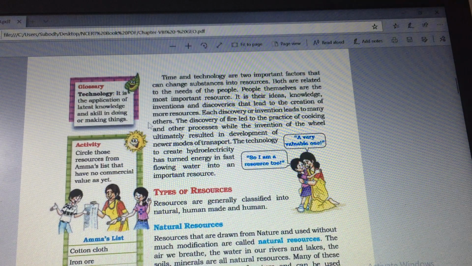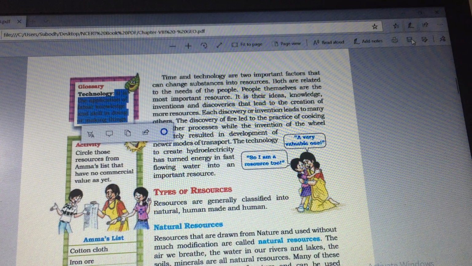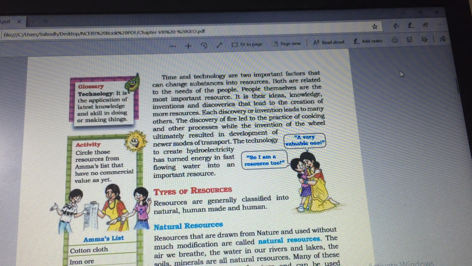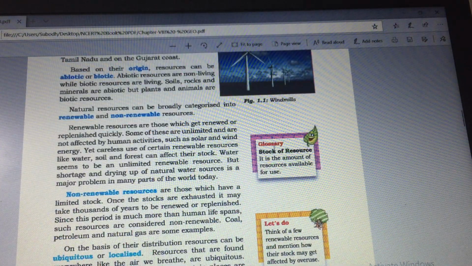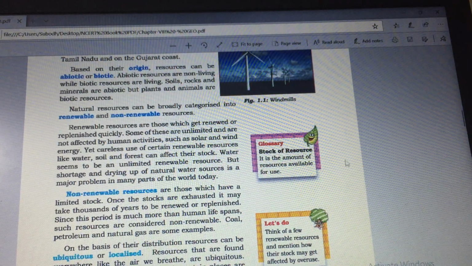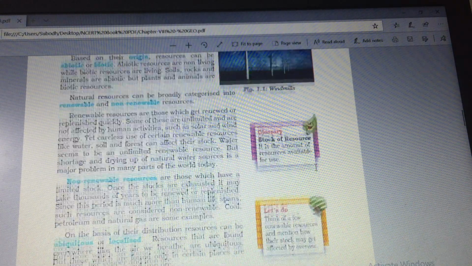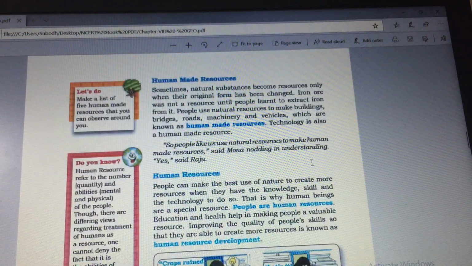And here you can see another new word, technology. It is the application of the latest knowledge and skill in doing or making things. So whatever new things you do with the help of the latest knowledge and skill is technology. And here, stock of resources, we have already discussed. It is the amount of resource available for use. It is the amount which is available on earth to use.